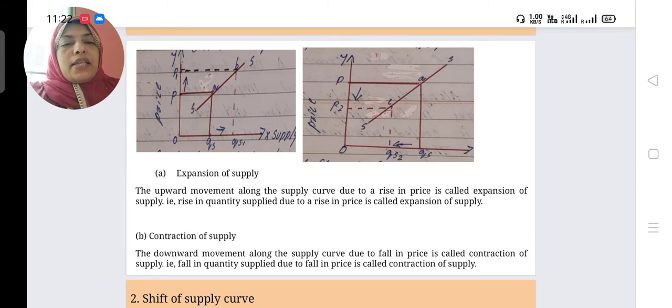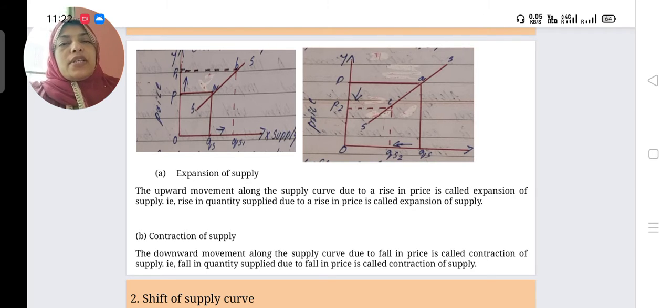Then second case is contraction of supply. The downward movement along the supply curve due to fall in price is called contraction of supply. That is, fall in quantity supplied due to fall in price is called contraction of supply.